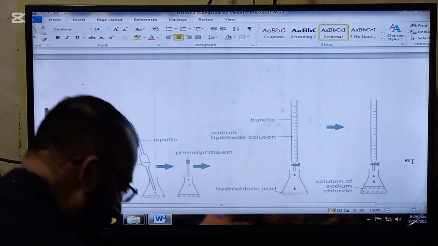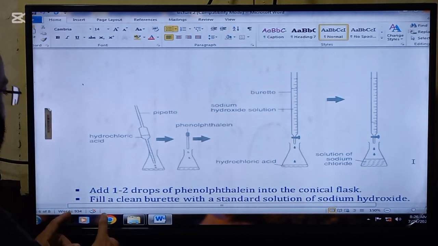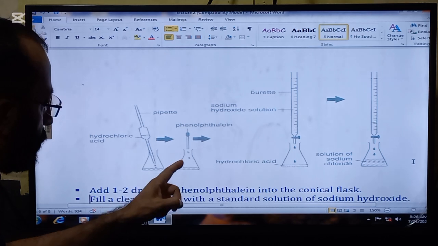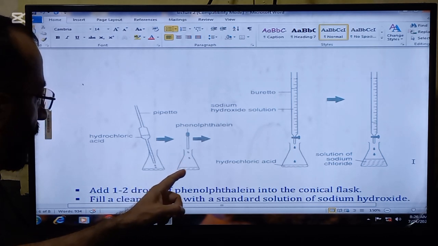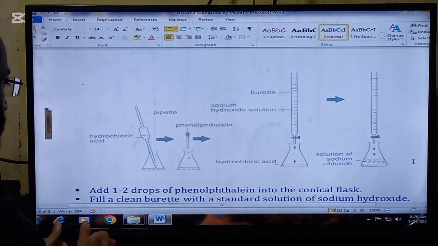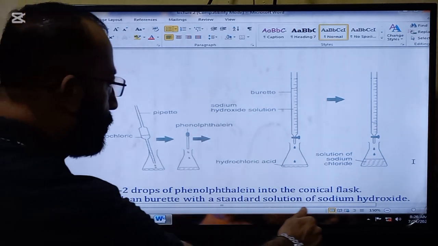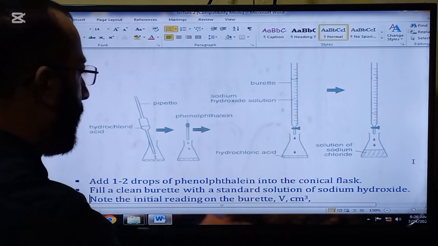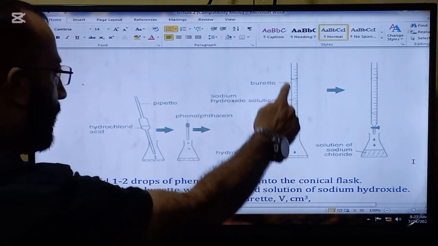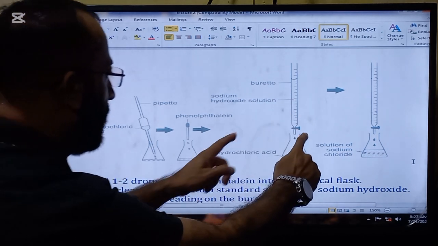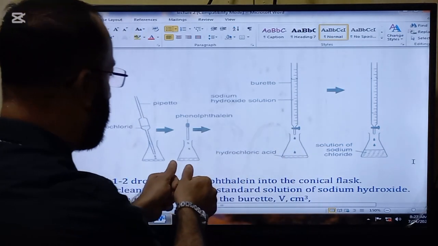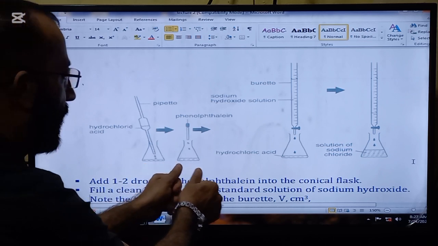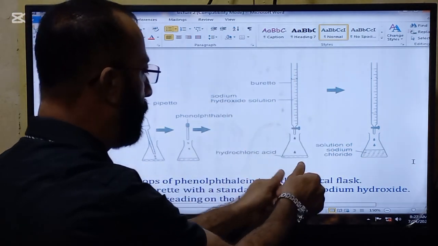So look now at the further procedure. Add 1 to 2 drops of phenolphthalein into the conical flask. Look now, 1 to 2 drops of phenolphthalein are going to be added into the HCl. Fill a clean burette with a standard solution of sodium hydroxide. So sodium hydroxide has been taken into the clean burette. This will be the setup now. The conical flask having 1 to 2 drops of phenolphthalein and 25 cm³ of HCl will now be put under the burette.